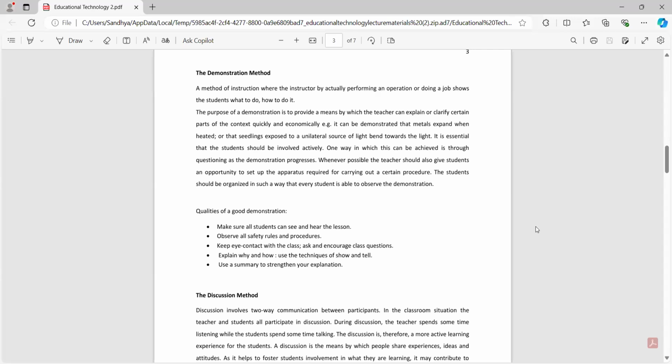So this is the show and tell. You explain why and how it is done. And once the demonstration is done, you need to actually use the summary to strengthen your explanation. The summary can be given by the teacher herself. If not, the teacher can ask a series of questions to get the students to provide the summary for you. It's a clever way of doing it.